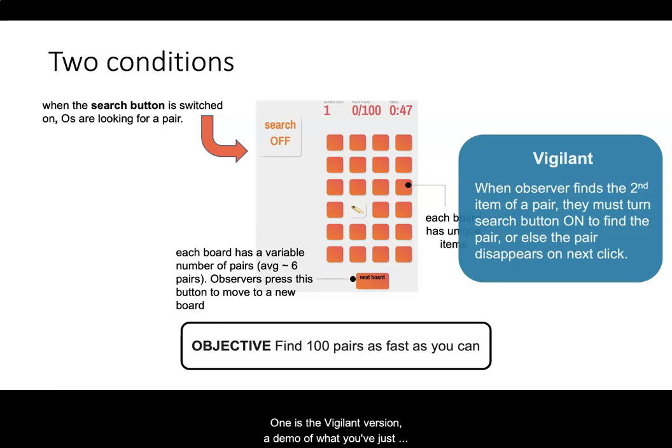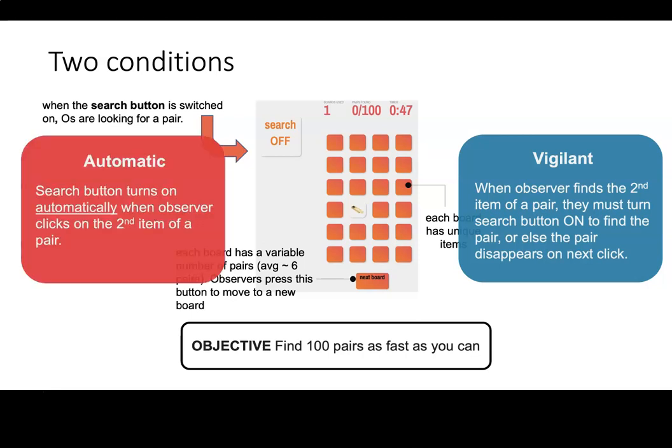One is the vigilant version, a demo of which you've just seen. That is, when the observer finds the second item of a pair, they must turn the search button on to find the pair, or else the pair disappears. And then there's the automatic version, where observers had no control over the search button. It turned on automatically when the observer clicked on the second item of a pair.